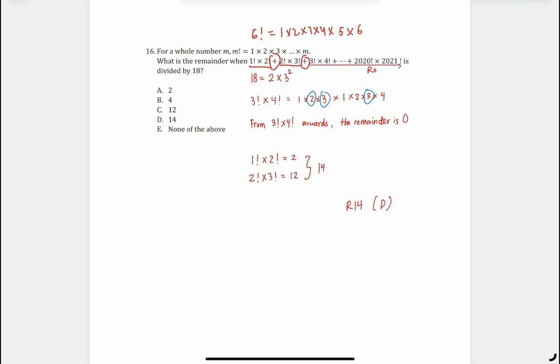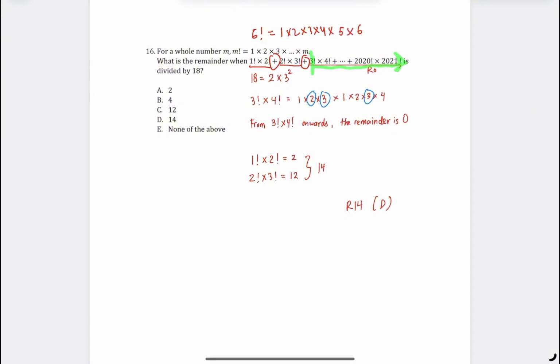When you see this question, I need to find the remainder when it is divided by 18. So we know that 18 is 2 times 3 square. If we observe carefully, when I have 3 factorial and 4 factorial, I will have 1, 2 here, and I have 2 of the 3 here, meaning that this will be a multiple of 18. Means if this is divided by 18, my remainder is 0. Which means from this point onwards, everything will have a factor 2 and 2 factors of 3, so the remainder will be 0. From here to here, remainder will be 0.